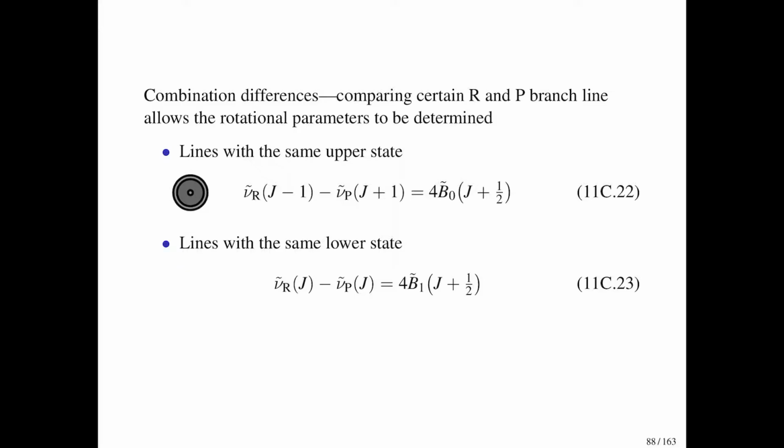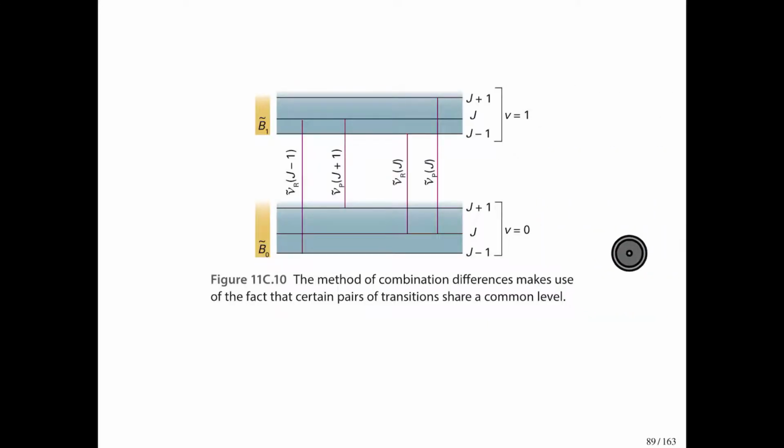To determine B0 here, you use two transitions, one in the R branch, one in the P branch, that involve the same upper state. To determine B1, you would use two lines, one in the R branch, one in the P branch, that have the same lower state, and that's illustrated here in this picture. So you've got P and R branch lines. In order to figure out what the rotational constants are, you carefully choose two transitions that have the same upper level and two transitions that have the same lower level.